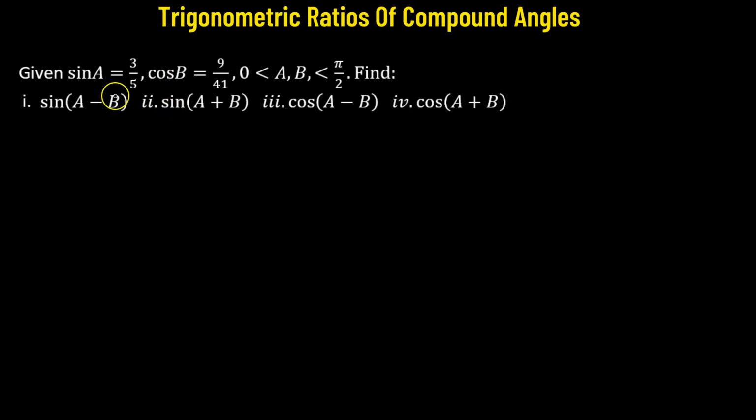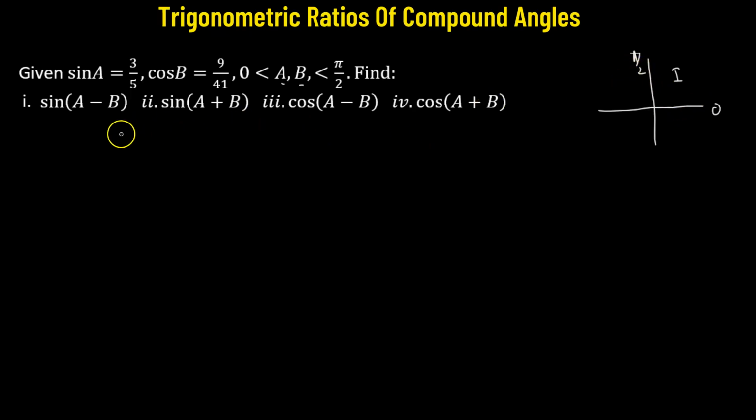So in this problem, we are given the value of sine A, that's 3 over 5. Value of cosine B is 9 over 41. And it's also given here that the angles A and B lie between 0 and pi over 2. So 0 and pi over 2 means we are in the first quadrant. So that's the first quadrant. Our angle value is lying between 0 and pi over 2 radians.